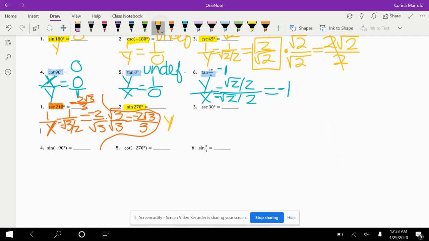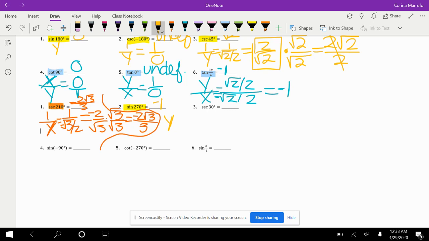Whenever it's sine and cosine, those are the easiest ones, because you just look it up on your unit circle and it's there. Your cosecant and your secant, you're going to have to get the reciprocal. And for your tangent and your cotangent, you're going to have to do your y divided by your x, or your x divided by your y. So those are a little bit more work.